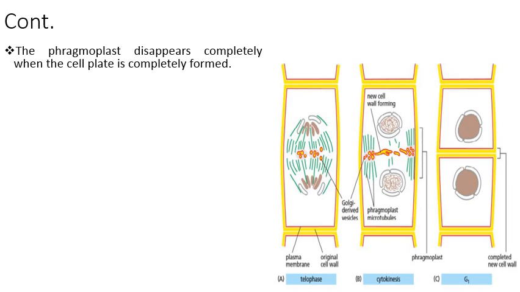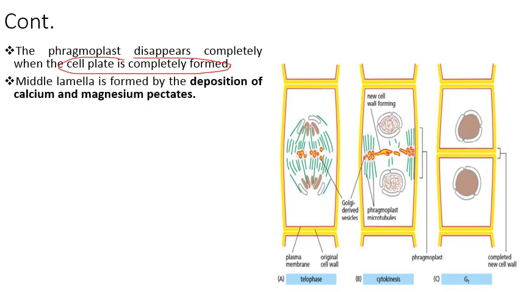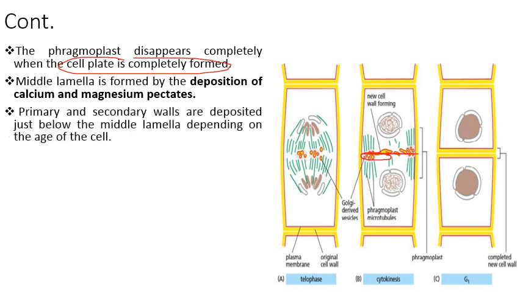The phragmoplasts disappear completely when the cell plate is completely formed. So these structures which are found here, they are the phragmoplast microtubules, and they help in formation of this septum or cell wall. Middle lamella is formed by deposition of calcium magnesium peptides. Primary and secondary walls are deposited just below the middle lamella.